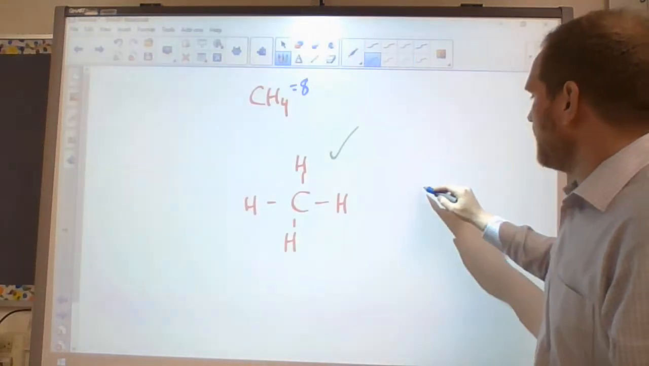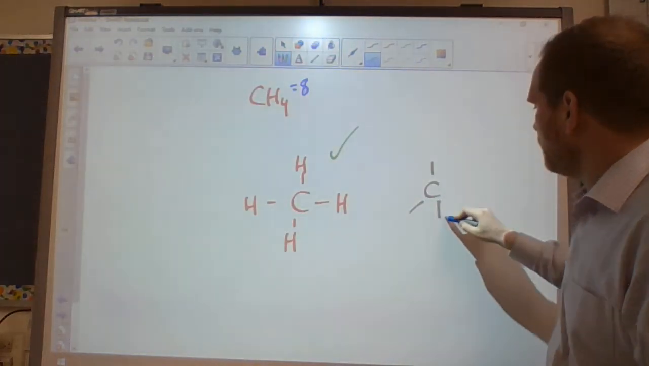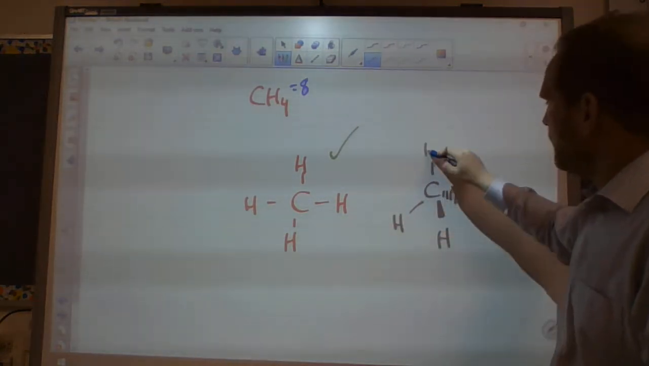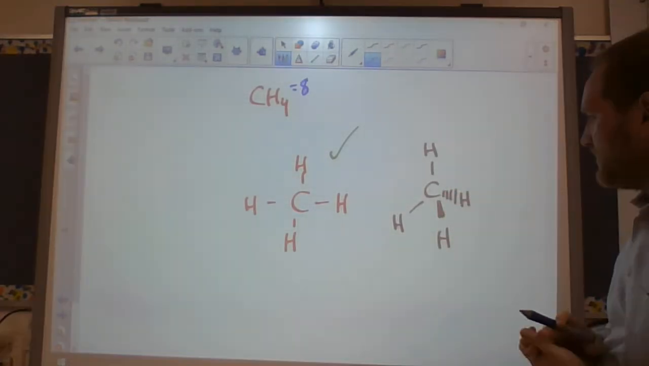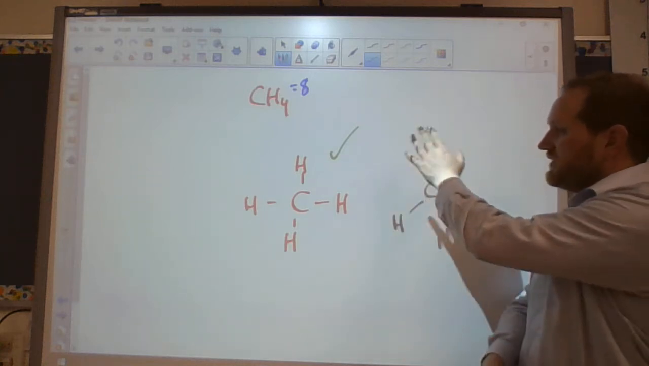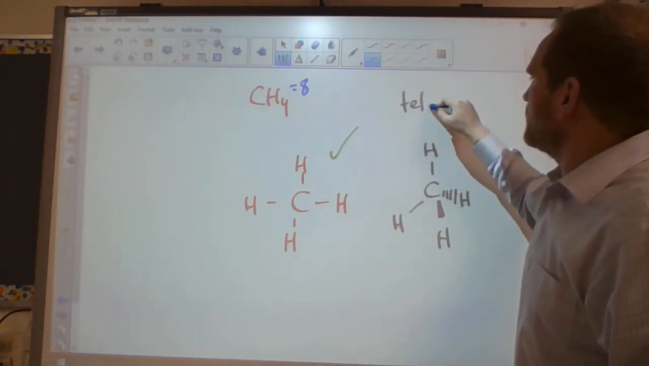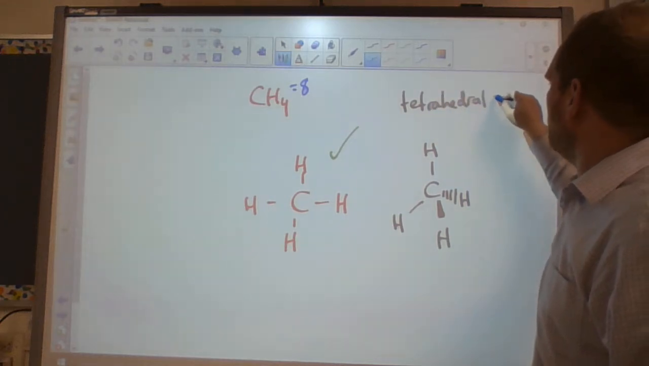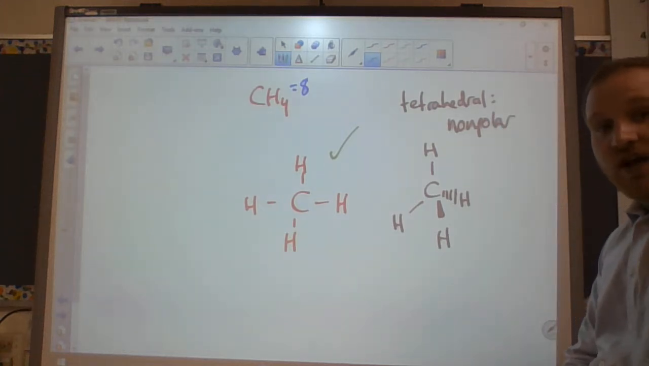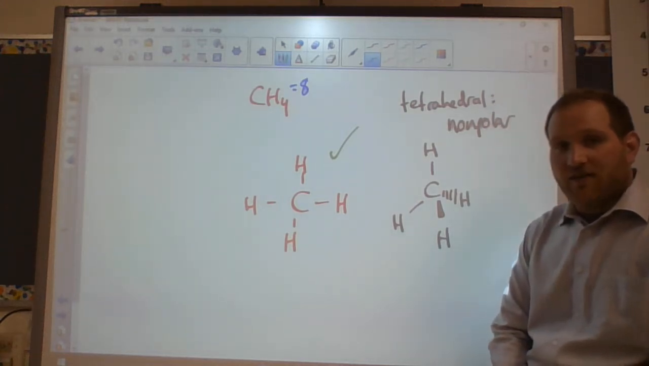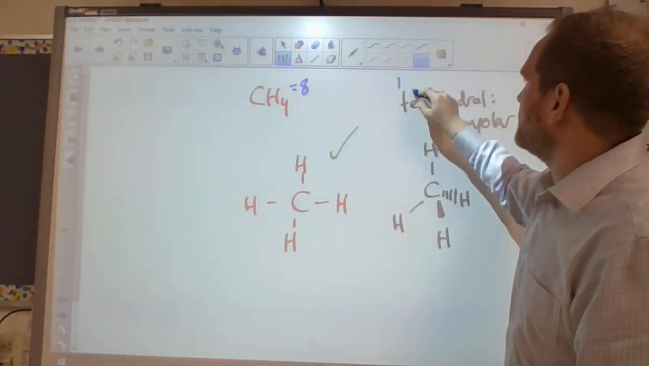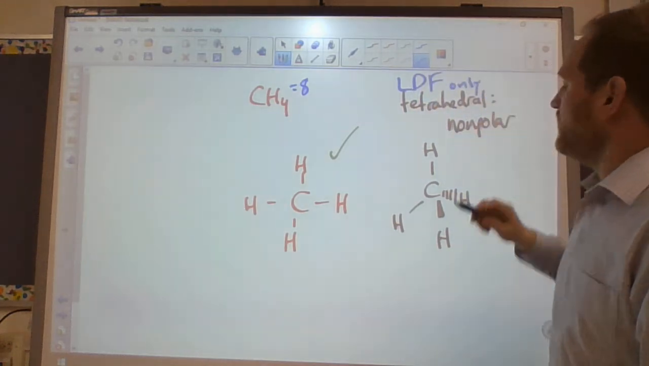So this is going to look like 1, 2, 3, 4. Not my best tetrahedral, but you can see that it's going to be perfectly balanced like this. So even though the CH bond has a little bit of polarity to it, it's a symmetrical shape, tetrahedral, which makes it nonpolar. So if it's nonpolar, which IMFs does it have? Well, it only has the weakest of the weak, London dispersion forces. So LDF only. No dipole-dipole.